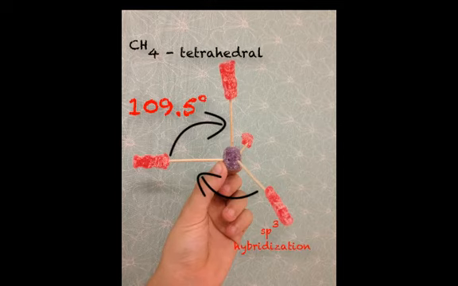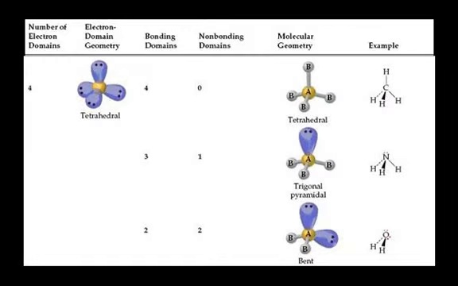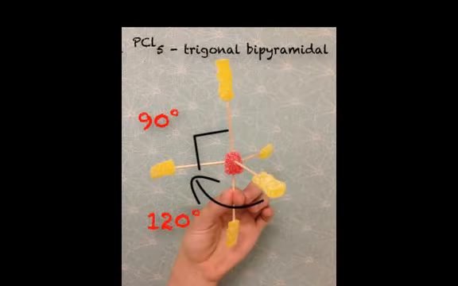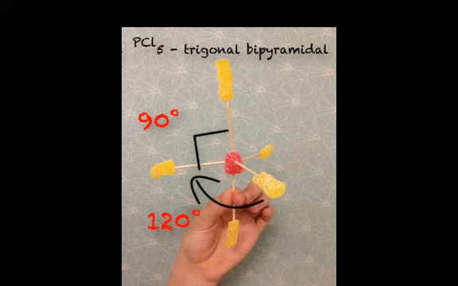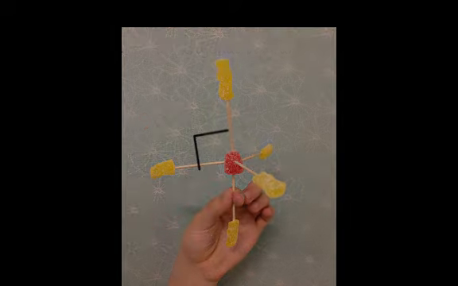This is CH4. Its electron domain geometry is tetrahedral. That means it has an sp3 hybridization and angle measures of 109.5 degrees. This is PCl5. Its electron domain geometry is trigonal bipyramidal, which means it has angle measures of 90 degrees on its axis and 120 degrees around its equator. Don't worry about hybridization for trigonal bipyramidal molecules. Scientists haven't quite figured it out yet.